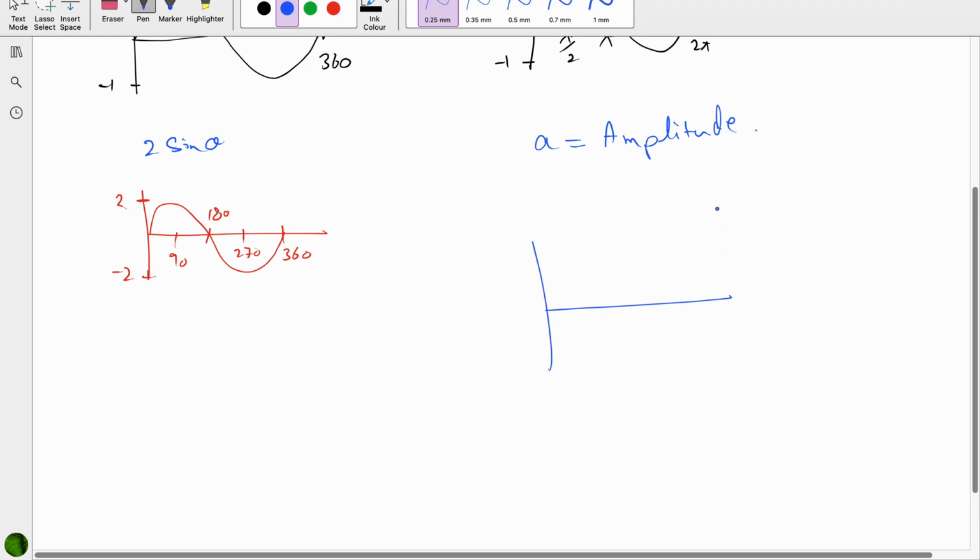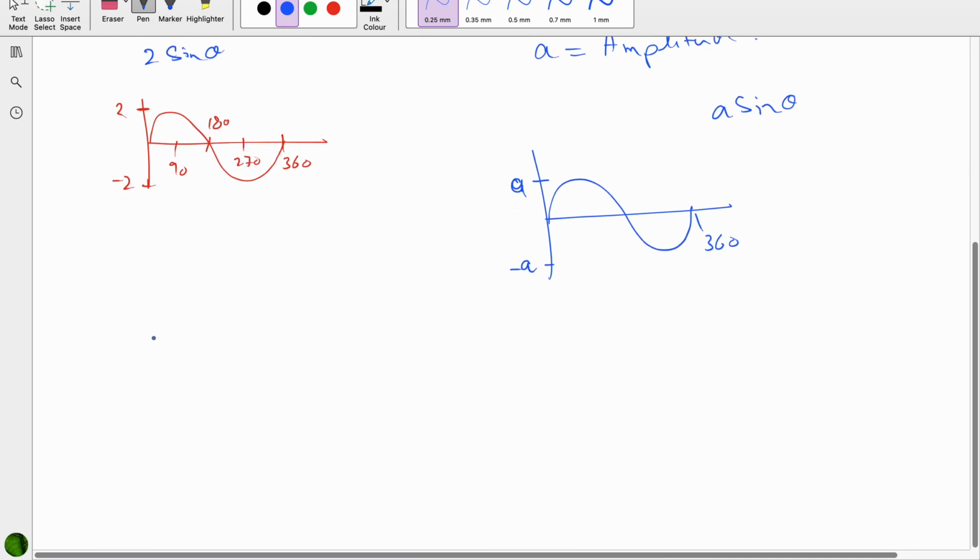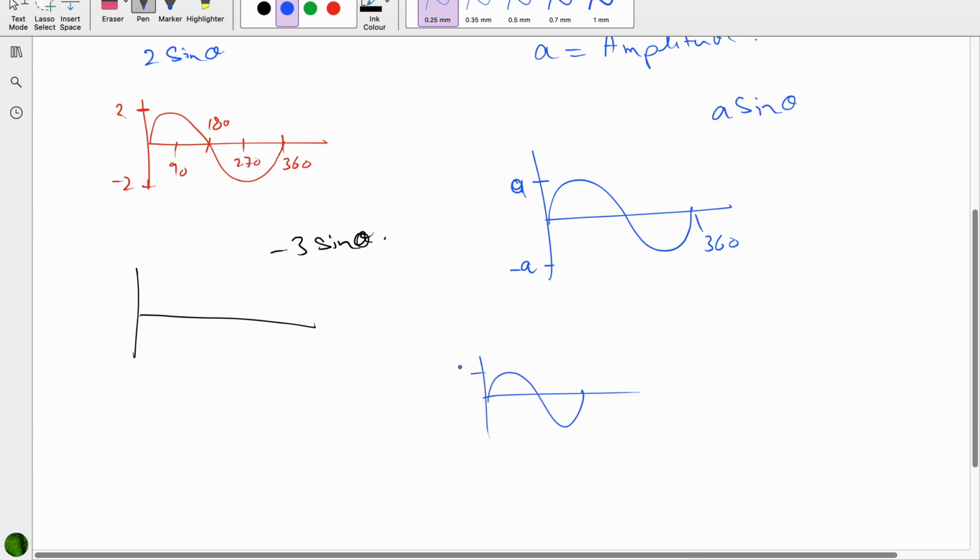Basically, the general graph of a sine theta would be, where a is positive, this is 360. Maximum value is a, minimum value is -a. So what happens when the value becomes negative? For example, when you have -3 sine theta, a quick rough sketch: sine theta would look like this. This is 1, this is -1, but 3 sine theta will have 3 and -3.